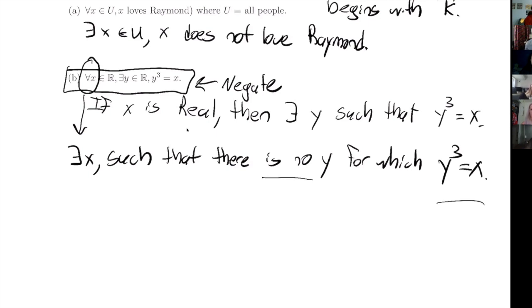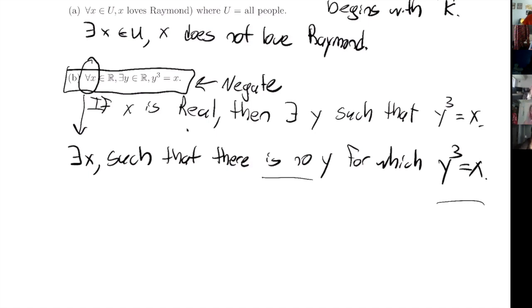Okay, any other questions about these quantifiers? Yeah, I have a quick question. Sure. Would it be okay to say, instead of saying there exists an X such that there is no Y for which Y cubed equals X, could you say that for all X there exists at least one X that does not equal Y cubed?